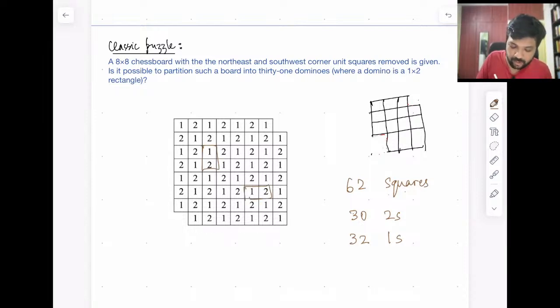No matter how you do it, it will cover a 1 and a 2. Which means that if you could cover this entire board by dominoes, there must have been an equal number of 1s and an equal number of 2s. But we know that there are 32 2s and 32 1s. Therefore, it's impossible to partition the board into 31 dominoes. Okay, so that is the argument.